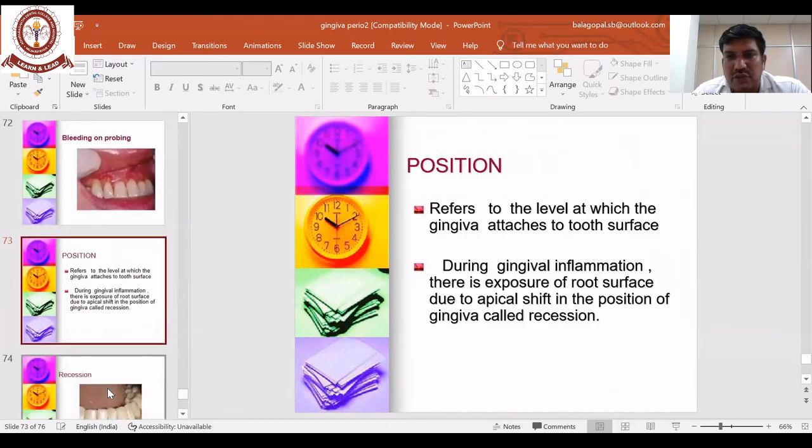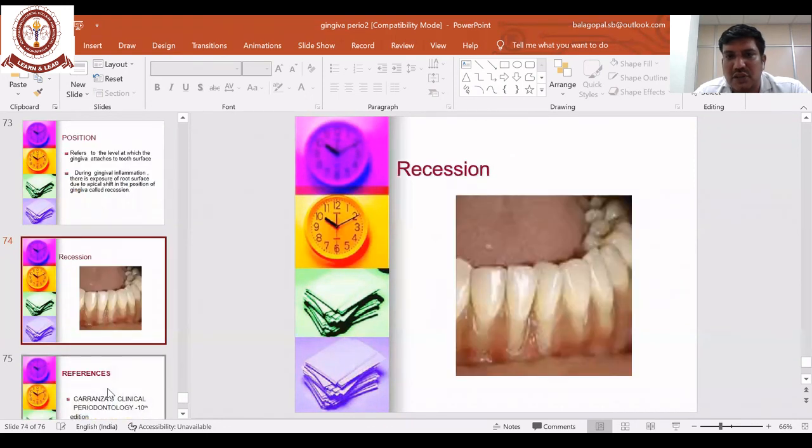Position refers to the level at which the gingiva is attached to the tooth surface. During gingival inflammation, there is an exposure of the tooth surface due to the apical shift in the position of the gingiva, called recession. You can appreciate the gingival recession in the tissue.